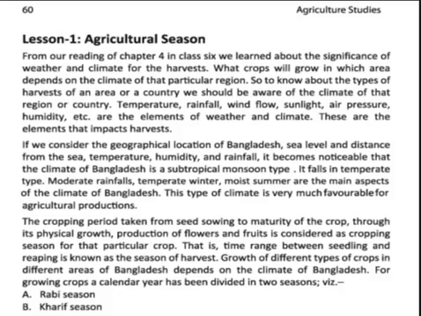Different types of crops grow in different areas of Bangladesh, according to the different climates. On the basis of the impact of climate, the growing crops of a calendar year have been divided into two seasons: one is the Rabi season, another is the Kharif season.